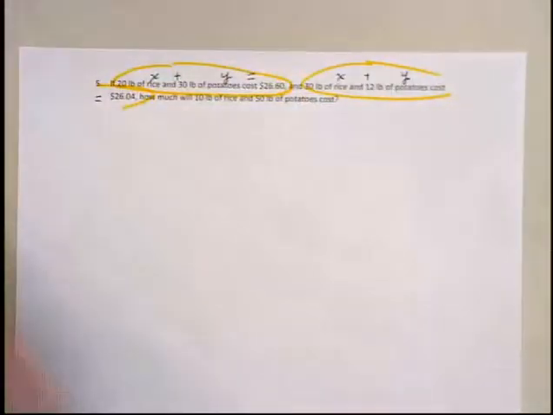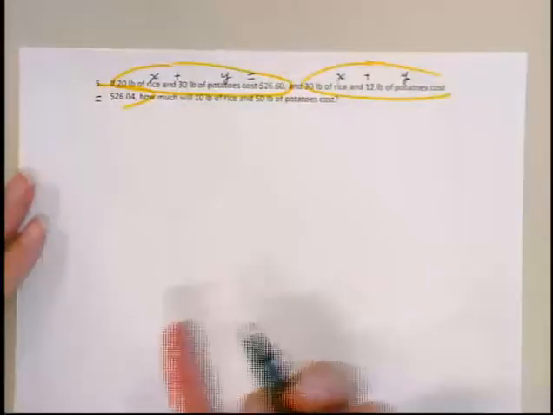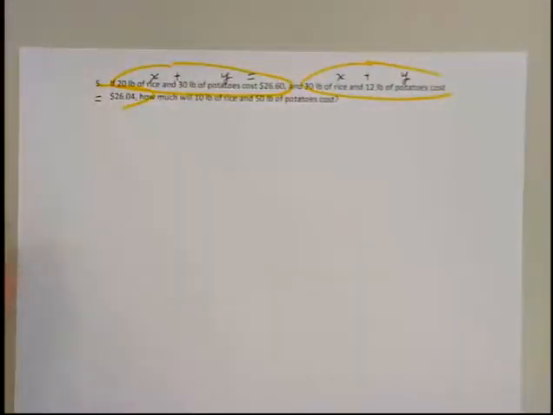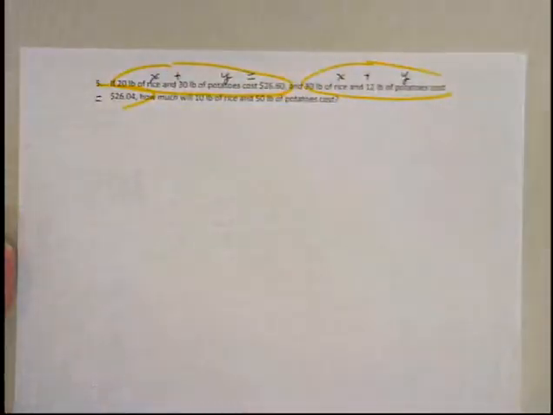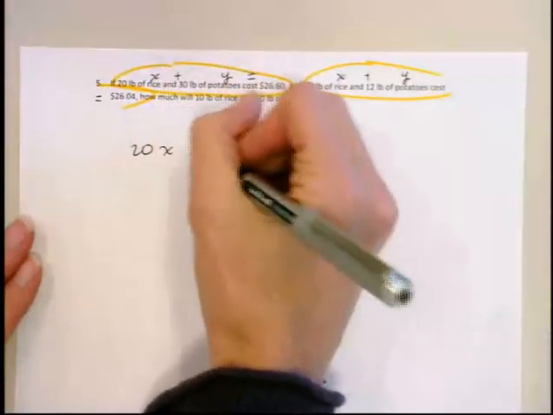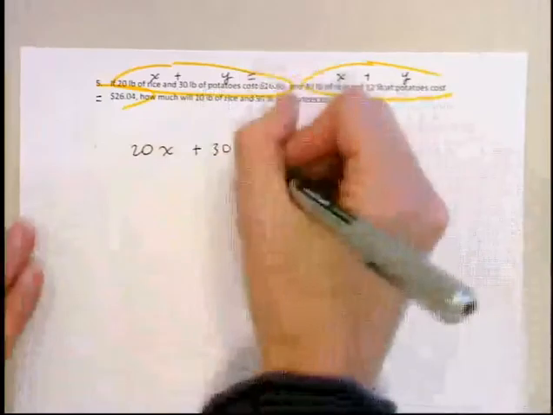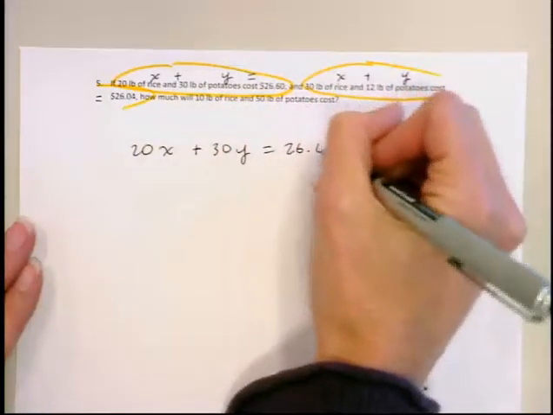As I translate these, what I end up with are two equations. Here's one. I can kind of circle it. What I want to do is to translate these into two equations so that I end up with a matrix that I can work through. So I've got 20 pounds of rice. Of means multiply. So 20 pounds times the cost of rice. So I've got 20 times x plus 30 pounds times the cost of potatoes per pound. So 30y is equal to 2660.